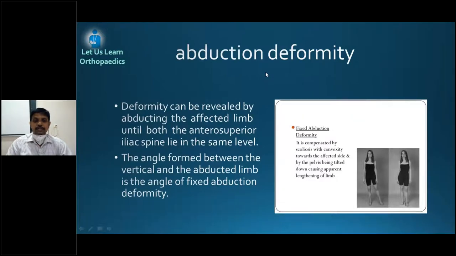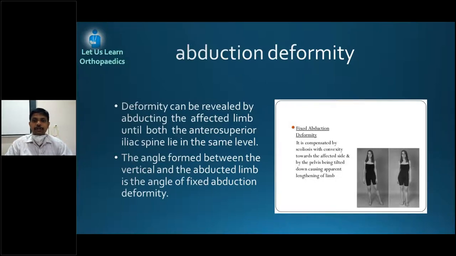How to reveal it? How much is the abduction deformity? What is the angle? How to know it? The deformity can be revealed by abducting the affected hip until both anterior superior iliac spines are at the same level, and the angle that is formed from the midline to the affected hip is the angle of fixed abduction deformity. So all these deformities are concealed, but to reveal them, we have to nullify the compensations. Once you nullify the compensation, then only the deformity will be revealed. This is the whole logic behind the flexion deformity, adduction deformity, or abduction deformity.